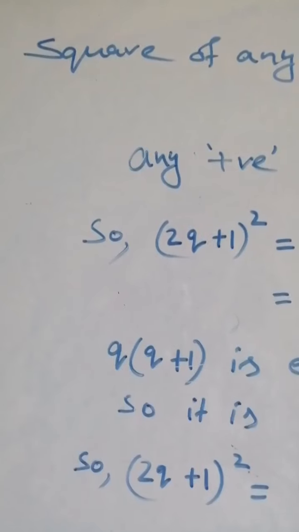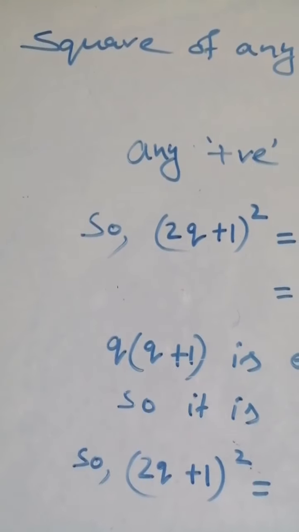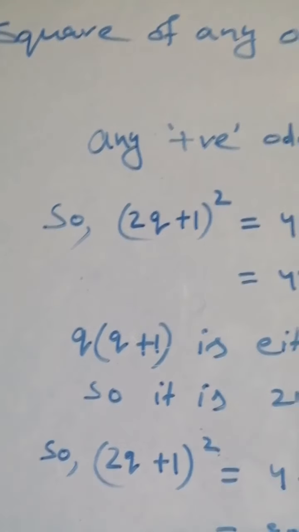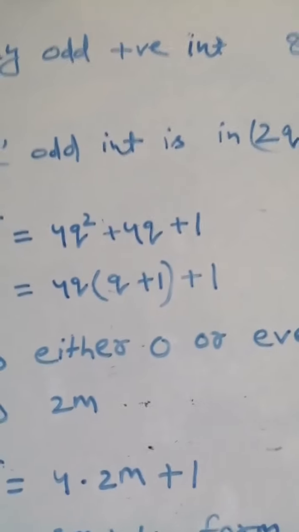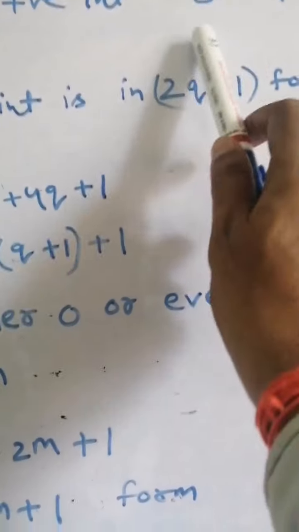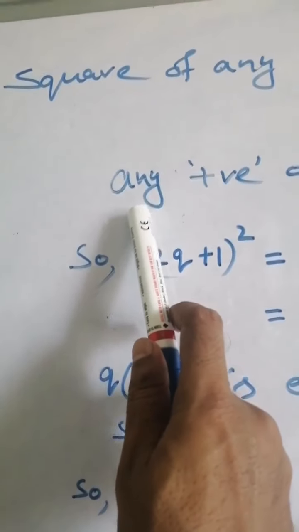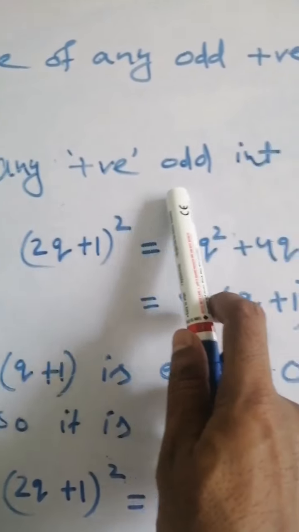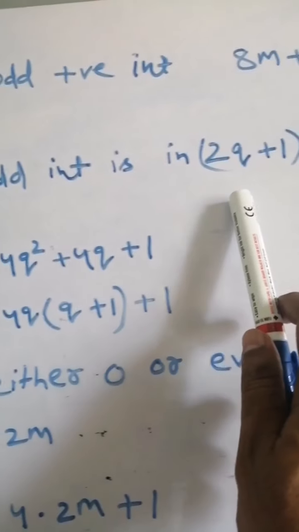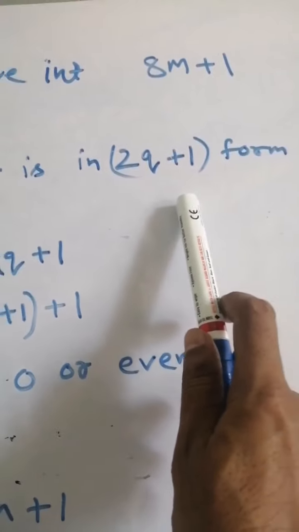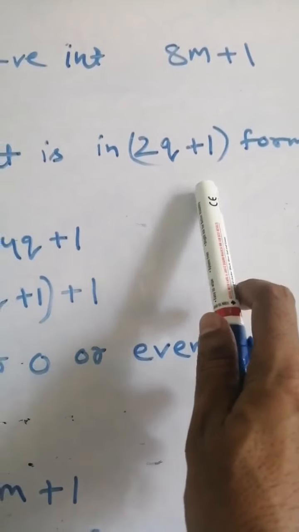Thank you. Let us see another question. Show that square of any odd positive integer is in the form 8m plus 1. So the answer is, any positive odd integer is in the form 2q plus 1. 2q plus 1 is an odd number.